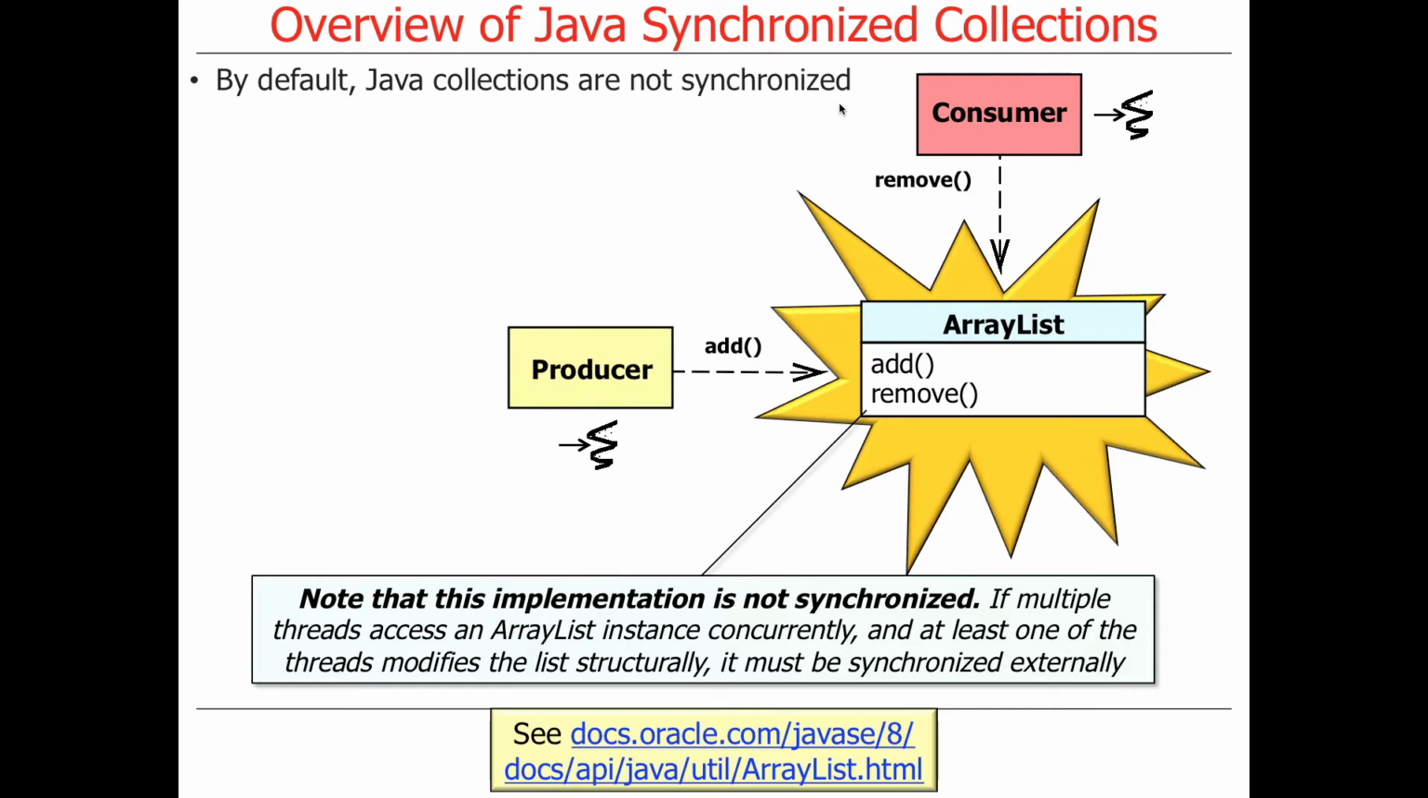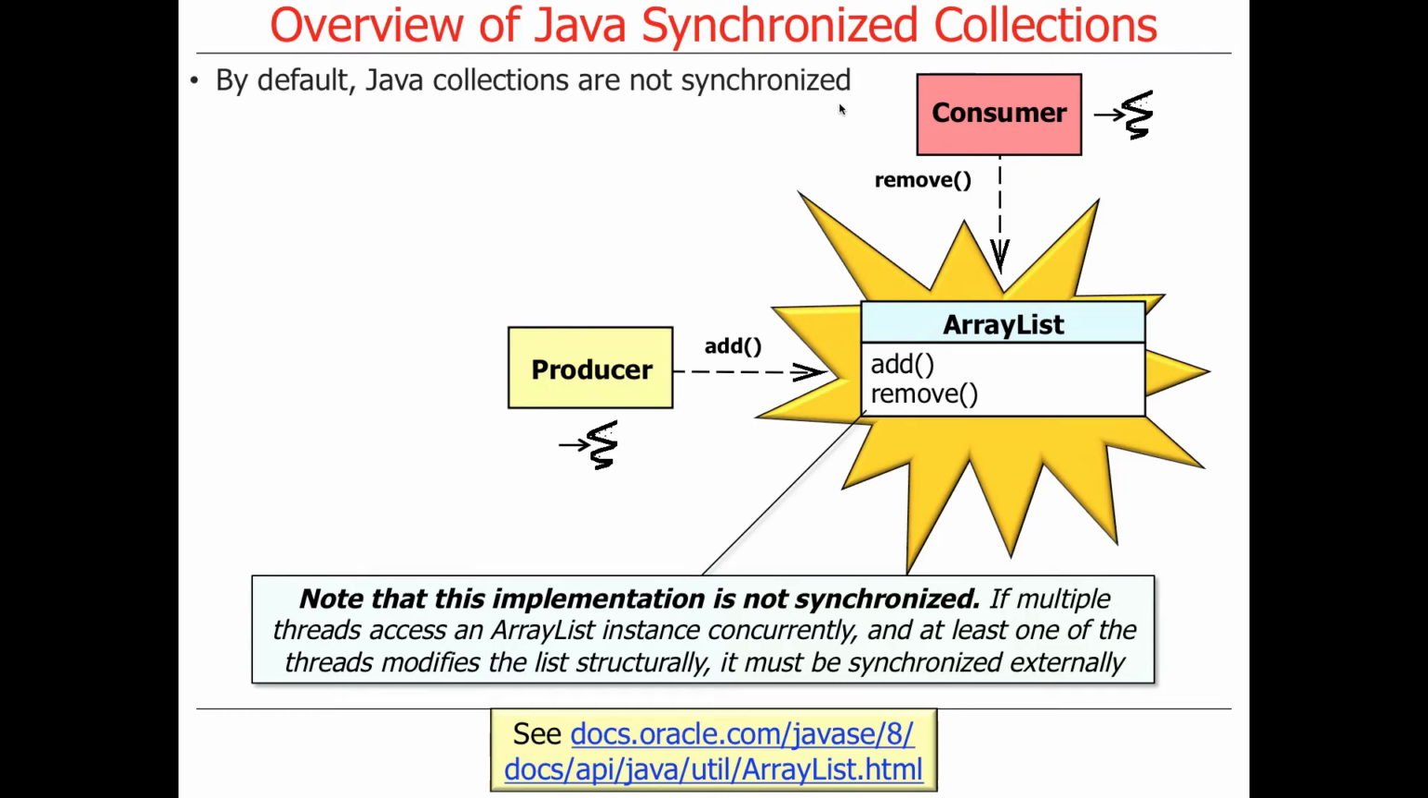So if you go and you read the documentation for array list, for example, it says in bold, note this implementation is not synchronized. If multiple threads access an array list instance concurrently, like I'm showing up here, and at least one of the threads modifies the list structurally, like it removes something or adds something, it must be synchronized externally. Because this thing ain't doing it for you, right? The implementation out of the box has no locking in it whatsoever.